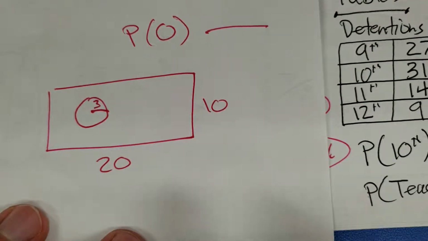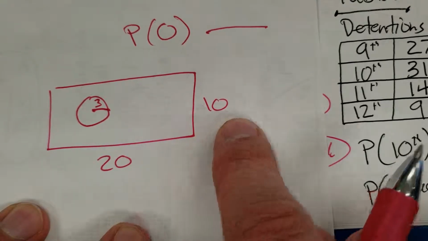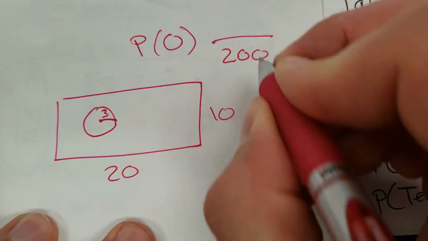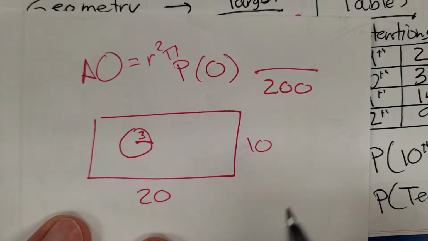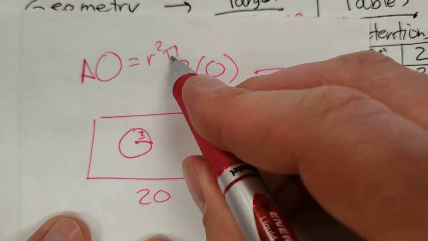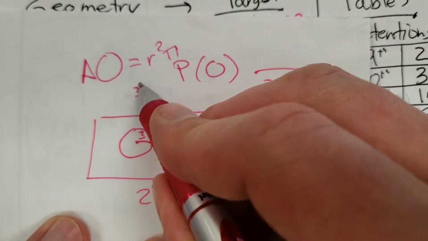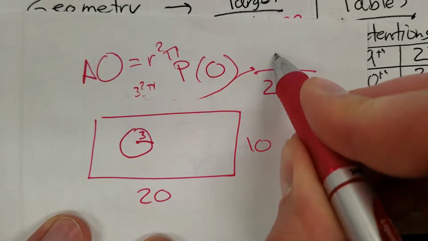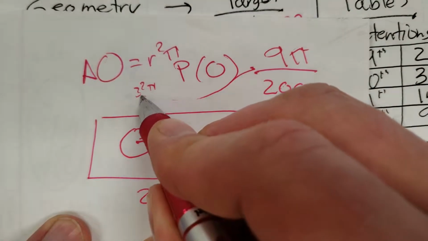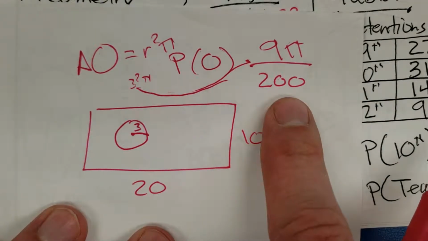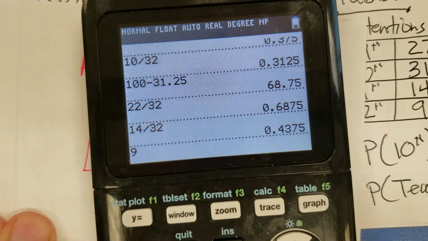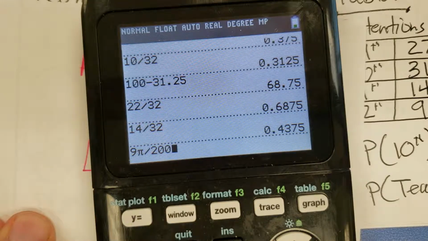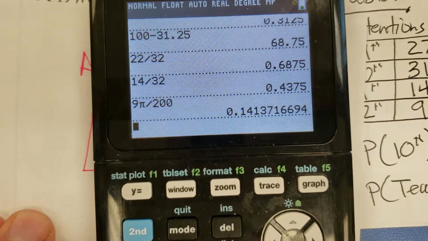Well, total area would be the area of a rectangle. How do you find that? 20 times 10, so that's 200. Now, how do you find the area of a circle? I believe the area of a circle is r squared times pi. Luckily, I gave you the radius. So 3 squared times pi, which is 9, so 9 pi. There we go. I would go to the calculator and type that out. So 9 pi divided by 200. Probability of landing on that circle randomly would be not very good.